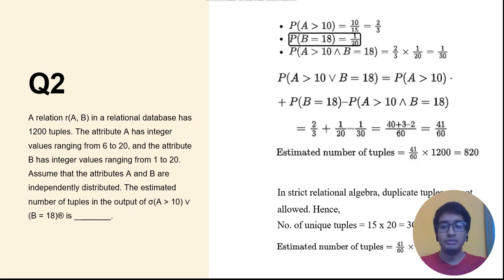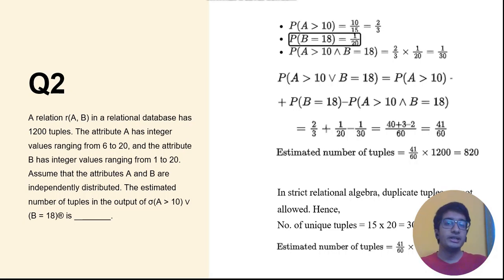Similarly, repeating it for B, it becomes 20 minus 1 plus 1, which is again equal to 20. So our goal is to find the estimated number of tuples that satisfy the condition A greater than 10, wherein B is equal to 18. So A greater than 10 means that A can take basically any value from 11 to 20. So the number of possible values for A in this scenario becomes 20 minus 11 plus 1, which gives us 10 possible distinct integer values for A.